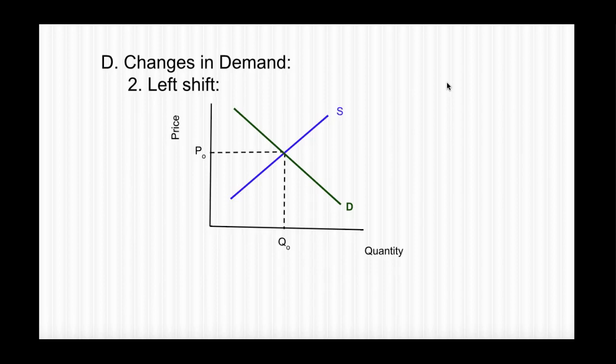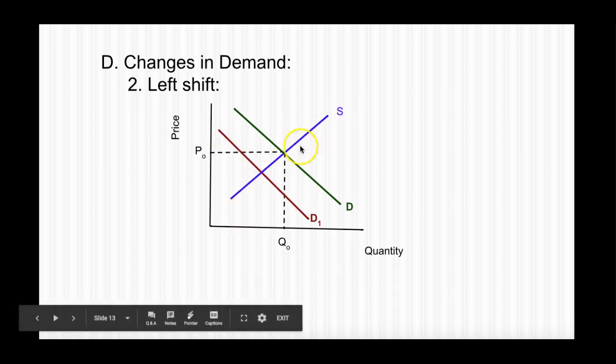So maybe people's income drops. Maybe people just don't like this product. Maybe the price of a substitute goes down. Maybe the price of a complement goes up. Maybe there's just less people in the area. Or maybe people are expecting a sale in the future. Either way, left shift in demand. So here's my left shift. And now I have a new equilibrium. So my new equilibrium is going to be where my new demand curve intersects my old supply curve.